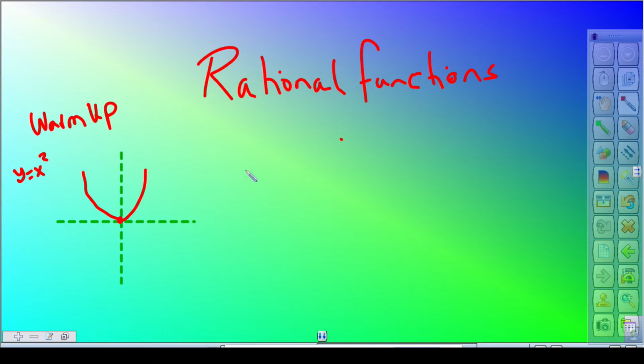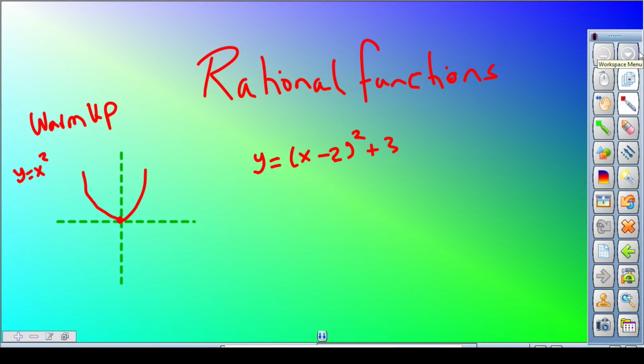Can somebody tell me what would happen if I have y equals (x minus 2) squared plus 3? Can somebody tell me what happens, what kind of transformation is happening here? Am I moving up or down or left or right? What exactly is going on here with this function? Use your whiteboard, use your chat, use your live stream comments. You have multiple ways to reach me.